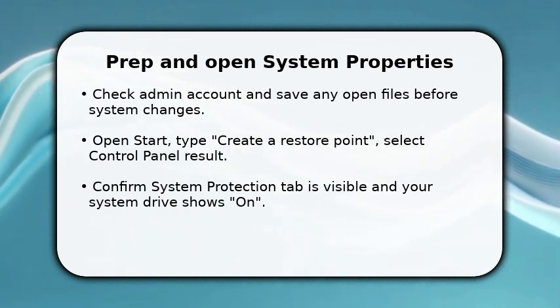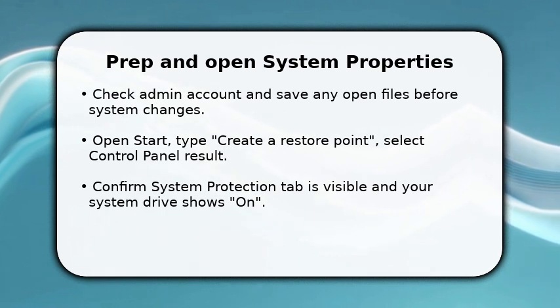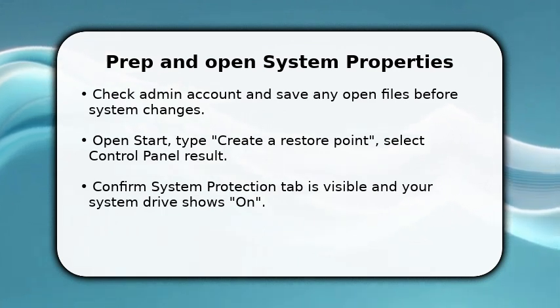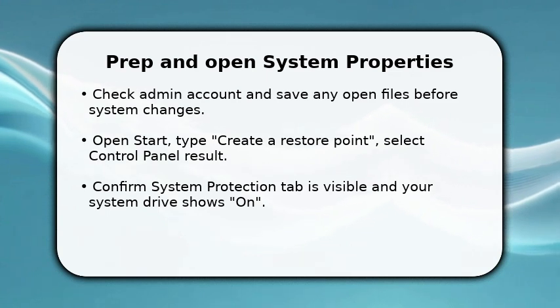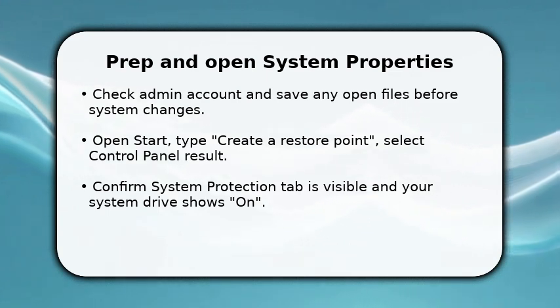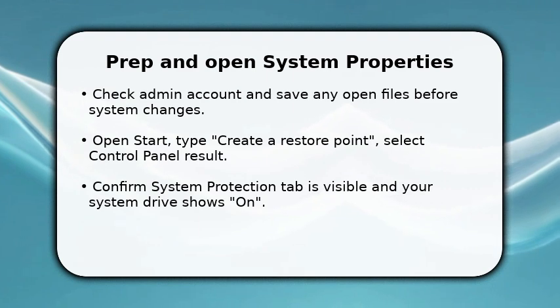You want the System Protection tab visible. This is where Windows exposes restore settings. If your system drive is off, make sure to enable protection now so restore points can be created. This initial setup ensures Windows will actually record the snapshot you're about to make.